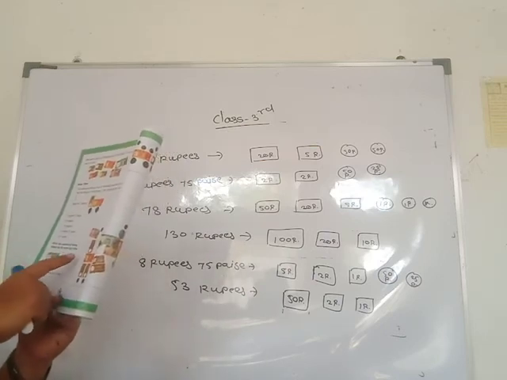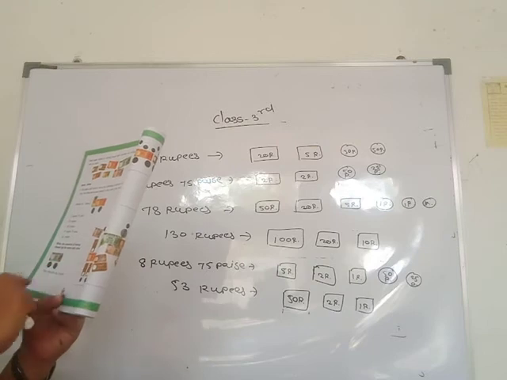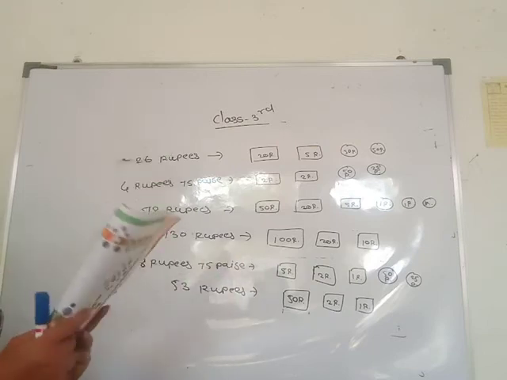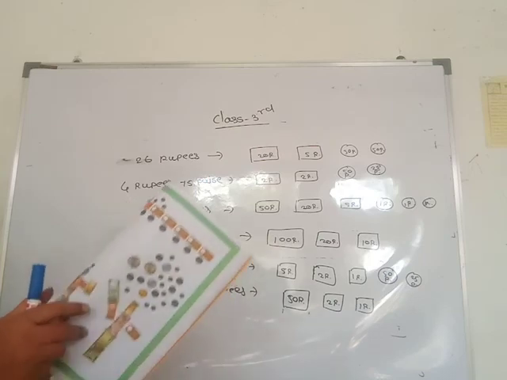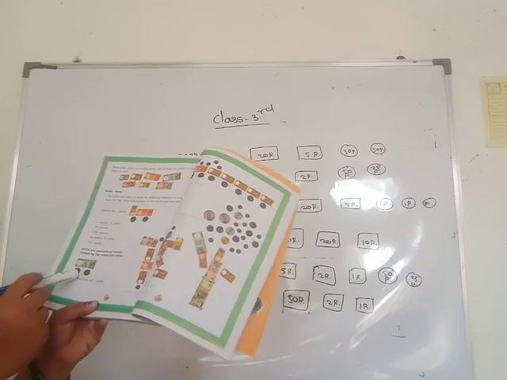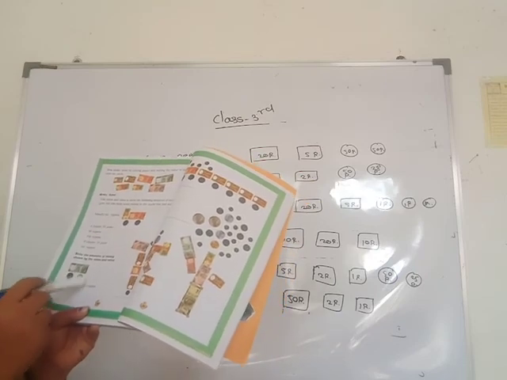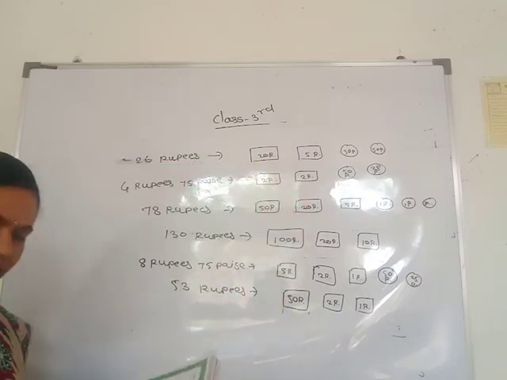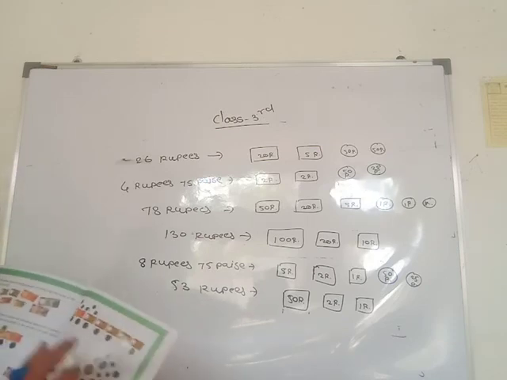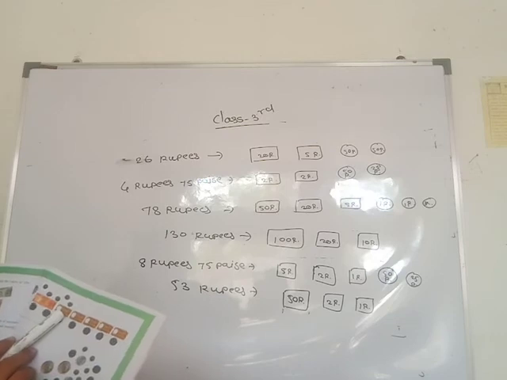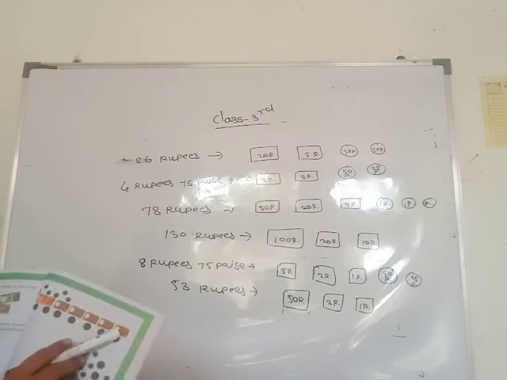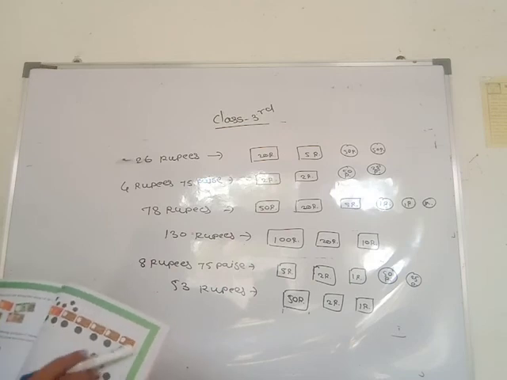Then 76 rupees 75 paise here. Then 101 rupees: one 100 rupees note and 2 coins of 50 paise, which means 101 rupees. Then you see these notes: 20, 22, 24, 26, 28, and 30. Total of these is 30 rupees.